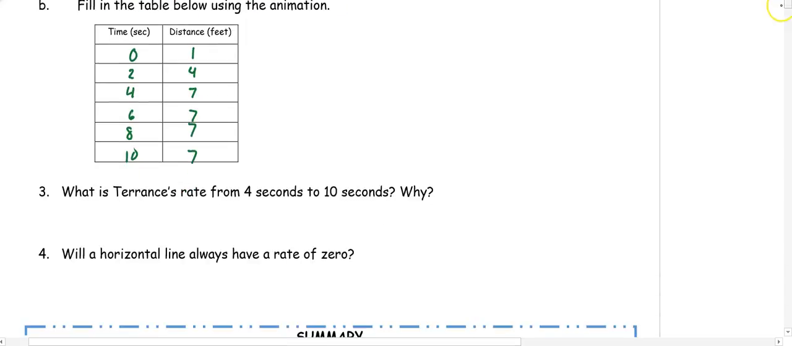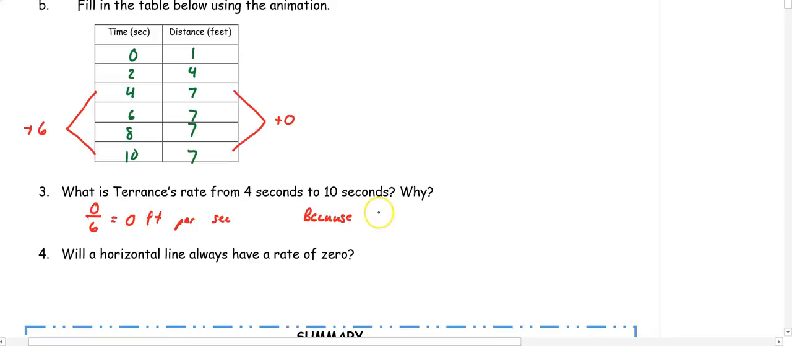So what is Terrence's rate from 4 seconds to 10 seconds? So using our table from 4 to 10, we're going to look at these two numbers. Well, he's changing from 7 to 7, which means he's having no change, positive or negative. In the x-coordinate, he went from 4 to 10 seconds, so that's plus 6 seconds. 0 over 6 is equal to 0 feet per second. Why? Because he's standing still. Will a horizontal line always have a rate of 0? Yes.